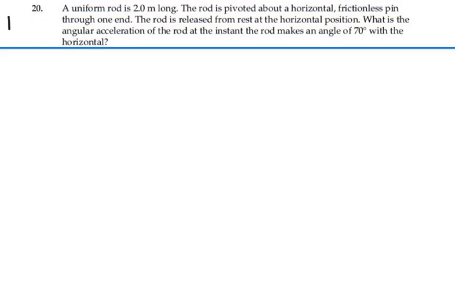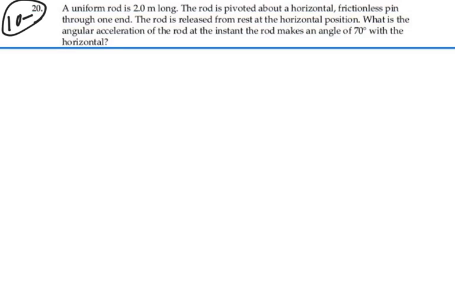Here's problem 1020. A uniform rod is 2 meters long. The rod is pivoted about a horizontal frictionless pin through one end. The rod is released from rest at the horizontal position. What is the angular acceleration of the rod at the instant the rod makes an angle of 70 degrees with the horizontal?